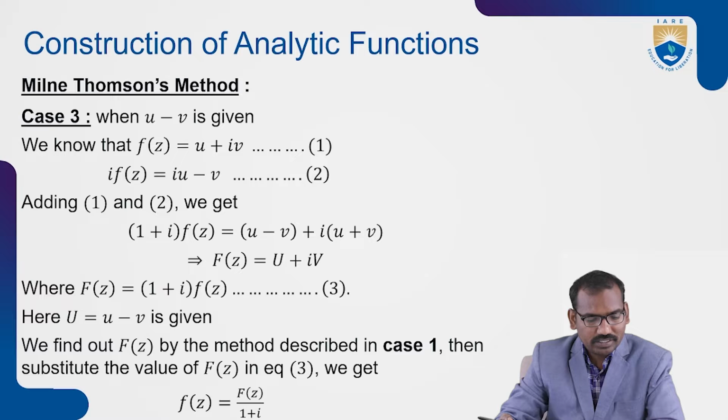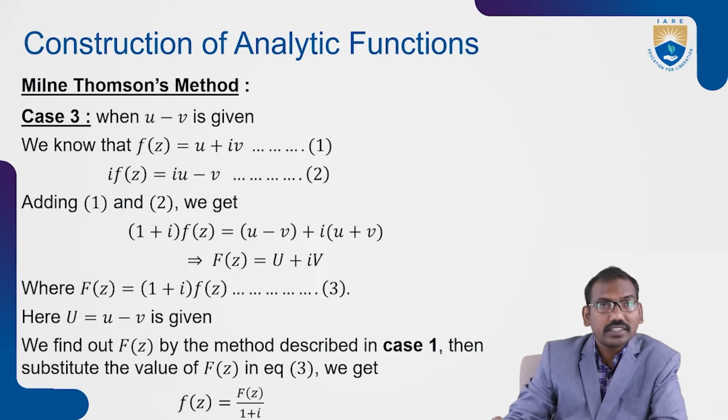In the previous lecture, I discussed when the function f of z is an analytic function and its real part is given, and we are directly constructing f of z. That is case 1. And in case 2, the imaginary part of the analytic function is given. Without evaluating its real part, we directly constructed f of z. That is case 2. Now, today I am going to discuss case 3.